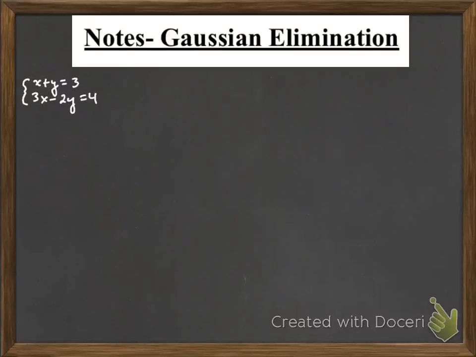All right, we're going to take a look at how to use Gaussian elimination to solve systems of equations. And we're going to start out with a 2 by 2, meaning a system with two equations with two variables or two unknowns. And we start out by writing a matrix, using our coefficient matrix, where the coefficients are 1, 1, 3, and -2.